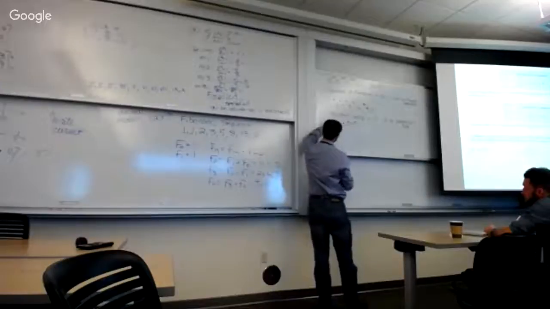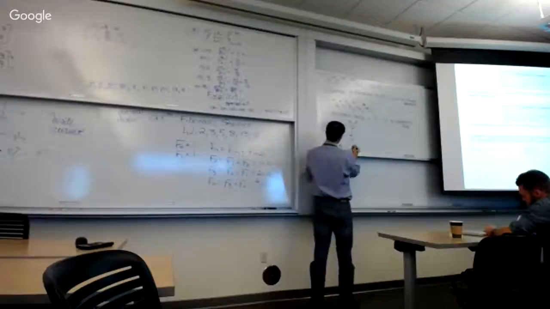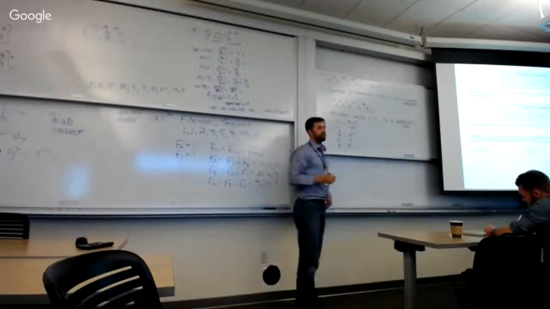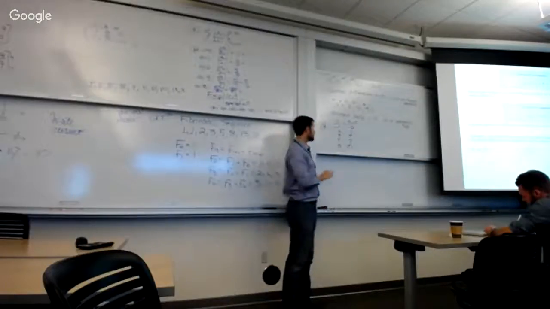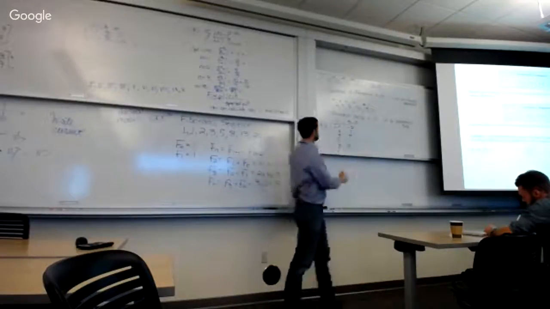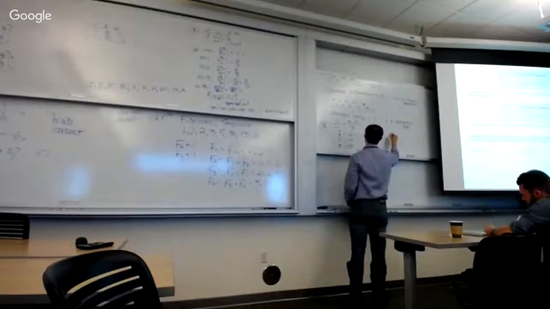If I start plugging in, 3 minus 5 is negative 2, 3 times 2 is 6 minus 5 is 1, 3 times 3 is 9 minus 5 is 4, 3 times 4 is 12 minus 5 is 7, and so on. Maybe one more number: 3 times 5 is 15 minus 5 is 10. I realize I'm writing it as a table of values instead of writing it sideways. If you wanted to write it sideways, you could. The sequence is negative 2, 1, 4, 7, 10.